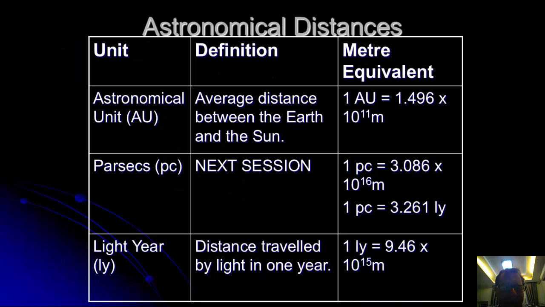Now, how far away are these things? We're going to be talking about astronomical distances. I've got three typical astronomical distances here. We have the astronomical unit, which is the average distance between the Earth and the Sun, about 1.496 times 10 to the 11 meters. We have parsecs, and we're talking about next session exactly what a parsec is. It's another measurement of distance. And we also have a light year, which is the distance travelled by light in 1 year.